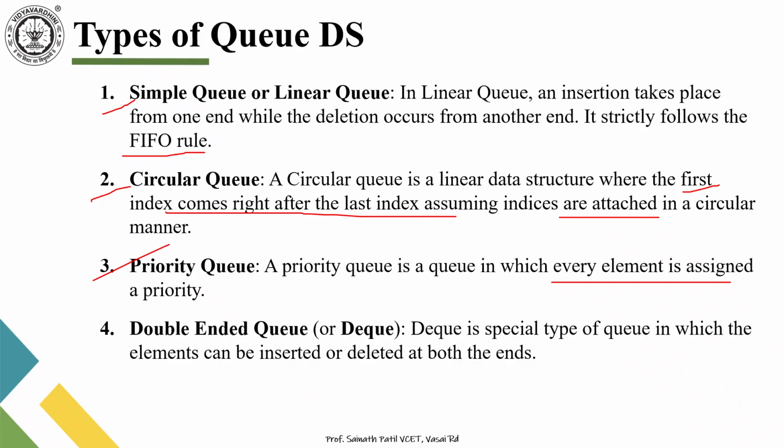Then double-ended queue. Double-ended queue is a special kind of queue where NQ and DQ, that is insertion and deletion operations, both can take place at both ends. That is, insertion can take place at the rear end as well as the front end. Similarly, deletion can take place at the front as well as the rear end.